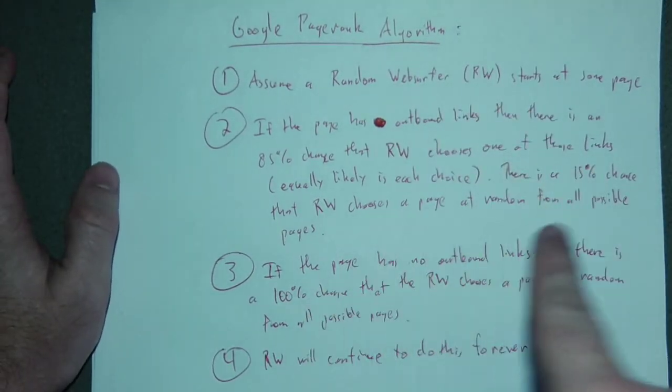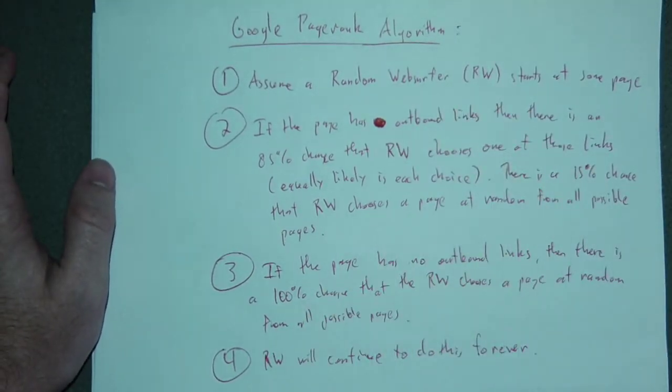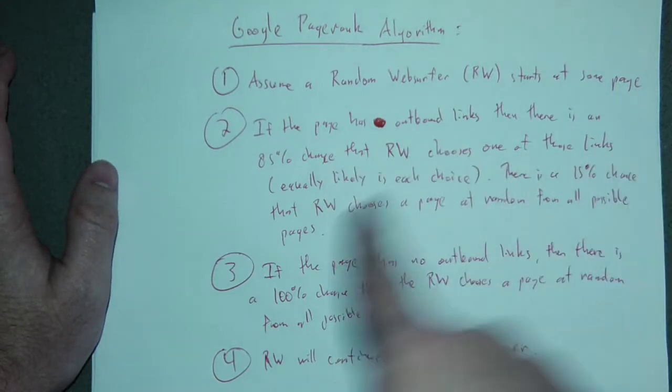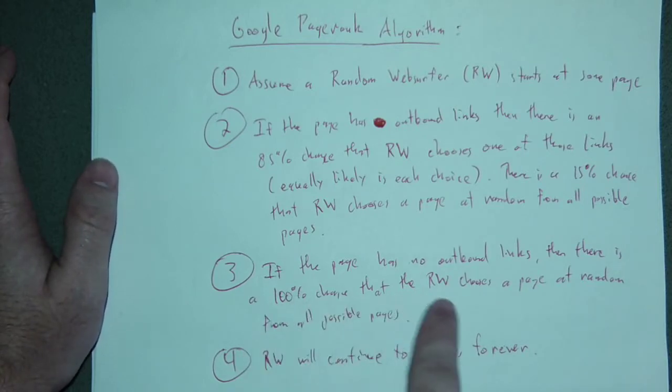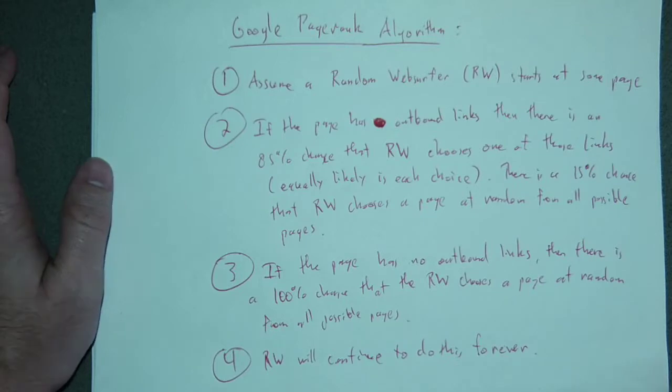You assume a random web surfer starts at some page. If a page has outbound links, then there's an 85% chance that the random web surfer chooses one of the links, and each choice is equally likely. There's a 15% chance that the random web surfer chooses a page at random from all possible pages. And if the page has no outbound links, then there's a 100% chance that the random web surfer chooses a page at random from all possible pages. And the random web surfer will continue to do this forever.